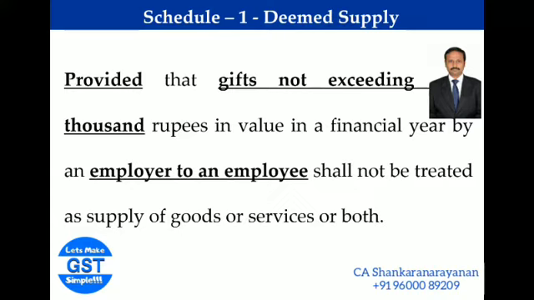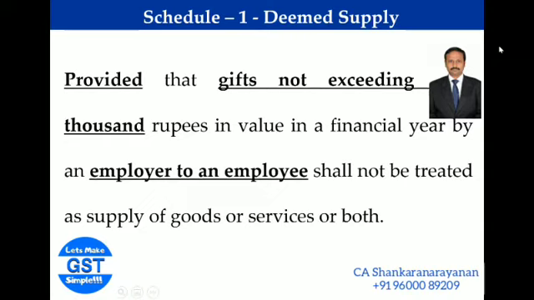In deemed supply, if something is an exception, it means it will go away from supply. But it is a gift exceeding rupees 50,000 given by employer to employee. I will pose a question, see whether you can give your answers in the chat.